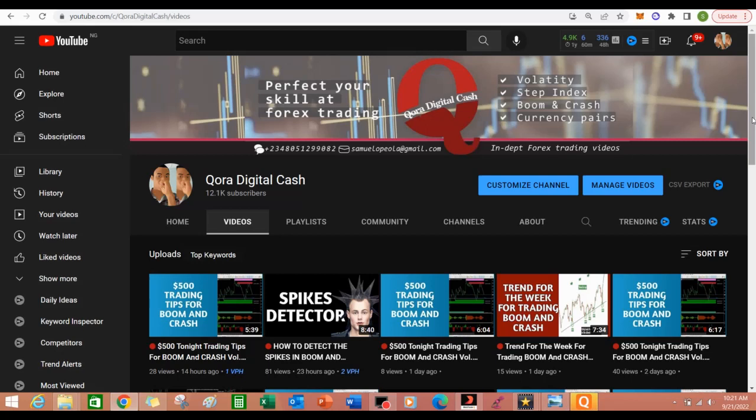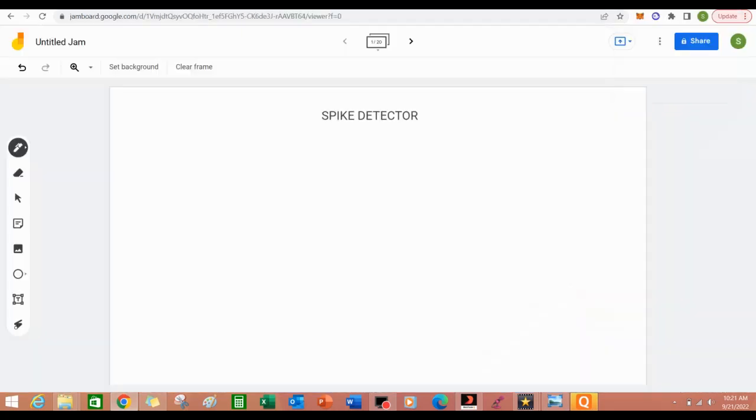So quickly, let's go straight into what we have right here. Like I said earlier, we will be checking out how we can detect spikes, and I have it here as the spike detector. There is one thing I need you to know: first we will be focusing on Boom, and probably tomorrow we will check out Crash, so that we will know how to go about it successfully.